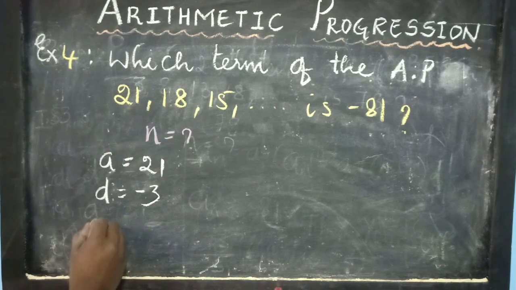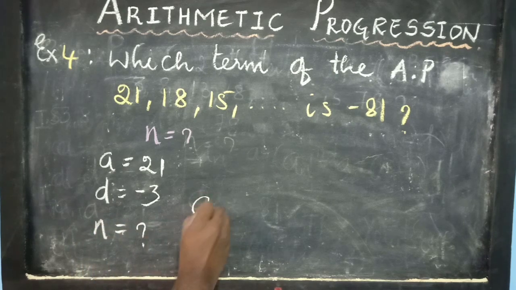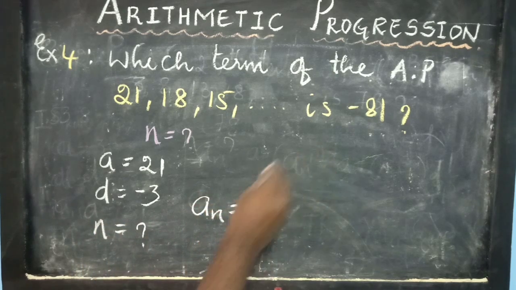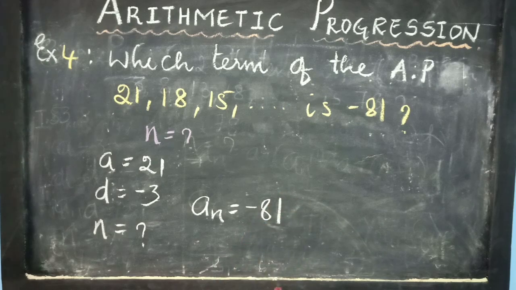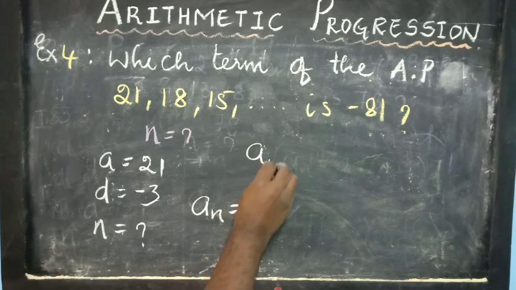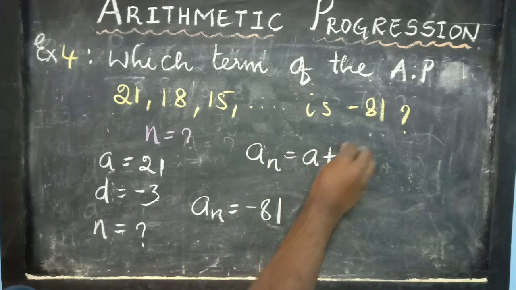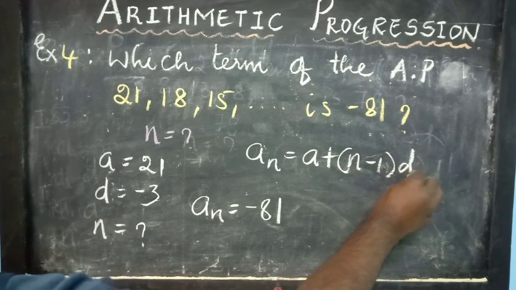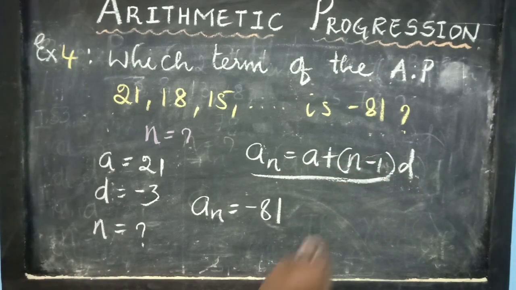D equals minus 3, then n we should find out. Then the last term is minus 81. Now by using which formula? An equals a plus n minus 1 into d. Using this formula we should find out the value of n.